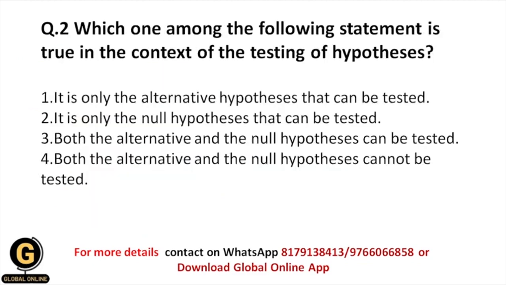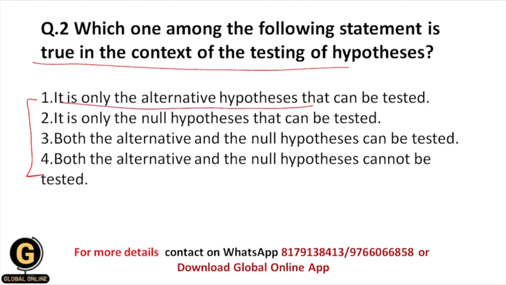Next is: which one among the following statements is true in the context of the testing of hypothesis? Among these options, which statement is true in regard to the testing of hypothesis? It is only the alternative hypothesis that can be tested. So whenever we test the hypothesis, at that time we only test the alternative hypothesis. It is only the null hypothesis that can be tested. So whenever we test the hypothesis, there is only the null hypothesis that we test.